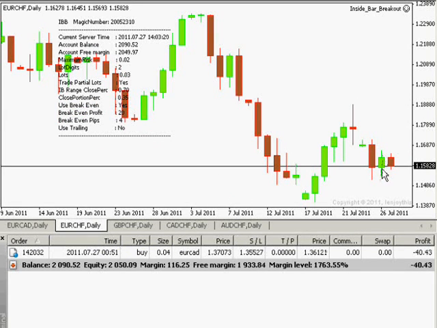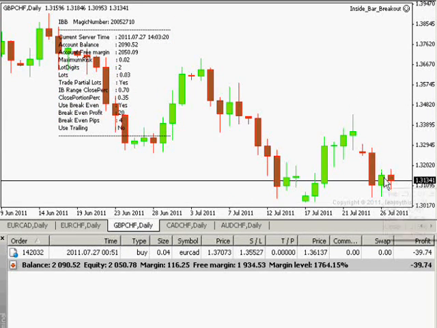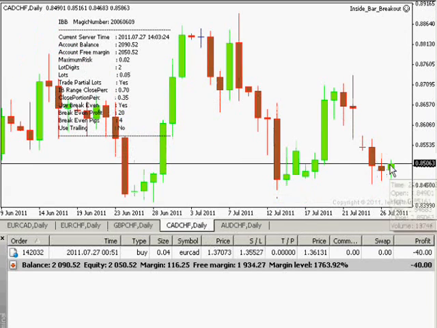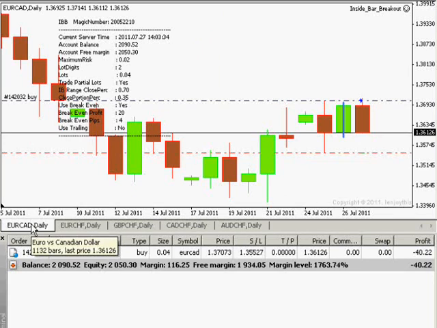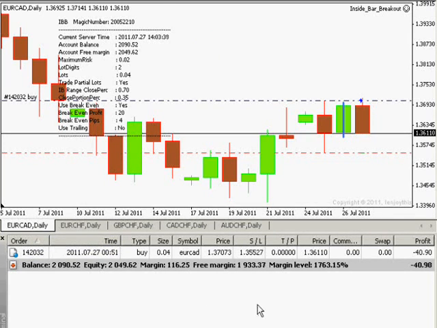Euro franc, there's the 26th inside bar. Here's the pound franc, 26th inside bar. And finally, the CAD franc, 26th, the inside bar. Waiting for a breakout, we'll trade in the appropriate direction. For now, we've got to watch the EURCAD. Maybe getting an inside bar reversal here should they trade through that low from the trading there on July 26th.